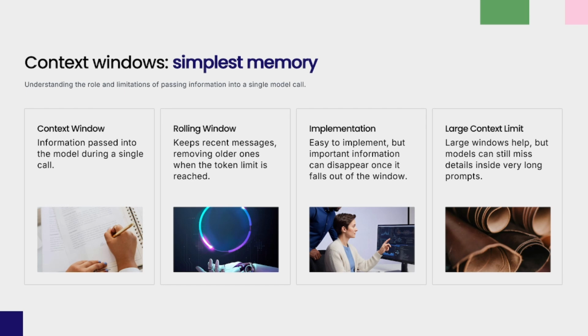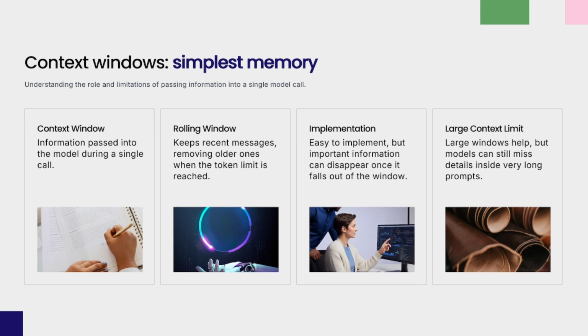Context windows, simplest memory. So what are context windows? Context windows are information passed into the model during a single call. So a single piece of information is passed at a single time, during a single call. So the context window is the information that is passed to solve a particular problem, or the information that is passed to know the tool to call to solve the problem. That's the context window.